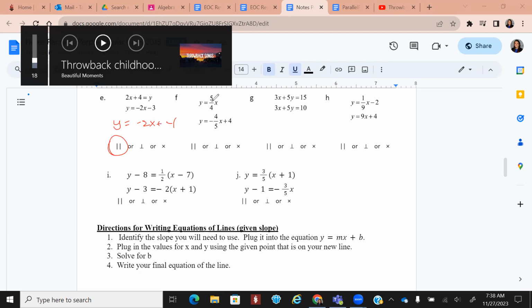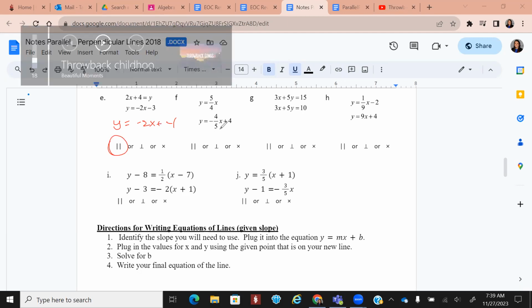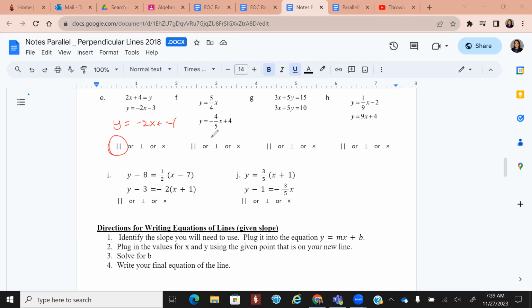On the next one, they're not the same. Are they negative reciprocals? Yes, so perpendicular. On the next one, we can kind of already see that it's going to have the same slope, but if you want to rewrite this in y equals mx plus b form, you can.